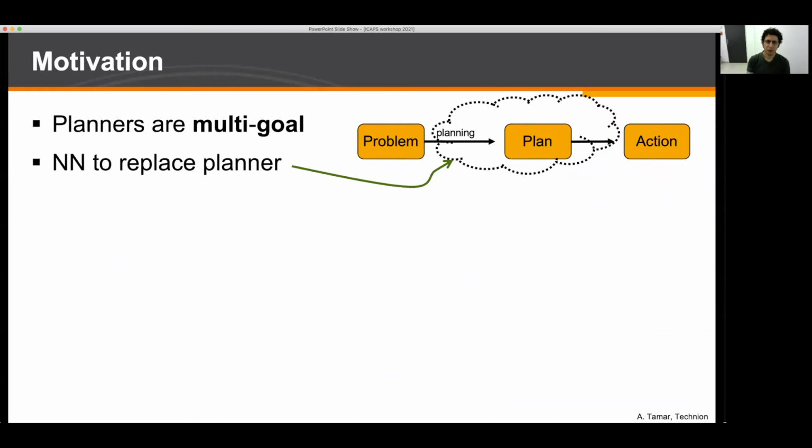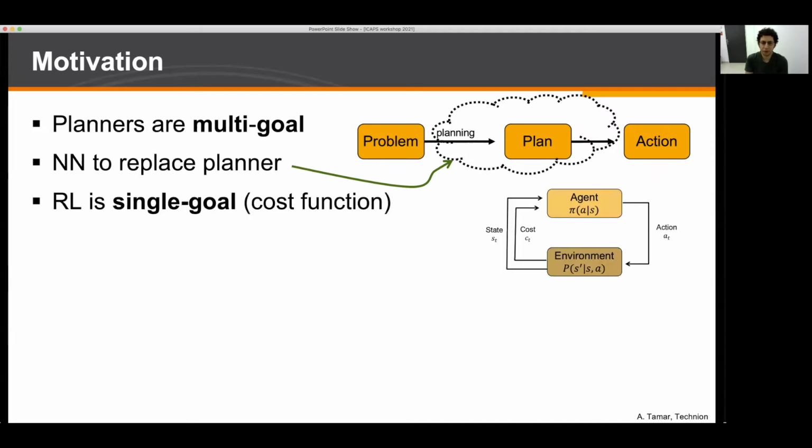So remember that the essence of planning algorithms is that they are multi-goal. They should be able to solve any task that you give them. We want a neural network to replace the planner, and we can train it using reinforcement learning, but RL by definition is a single goal problem. So we have one cost function in an MDP. So how can we bridge this gap?